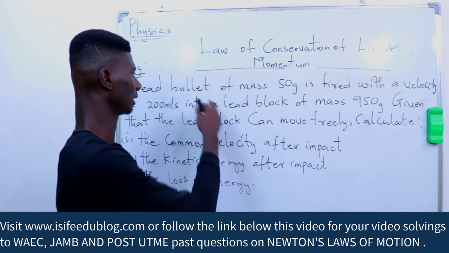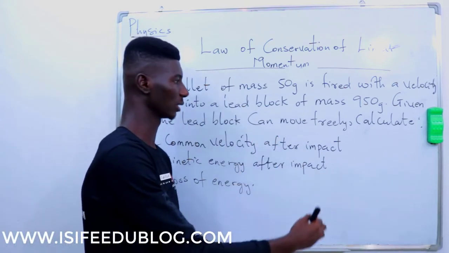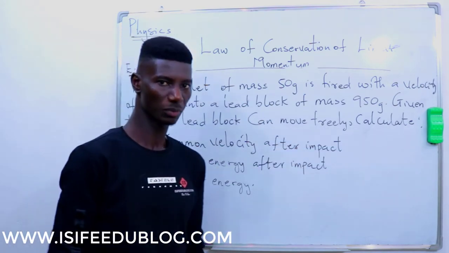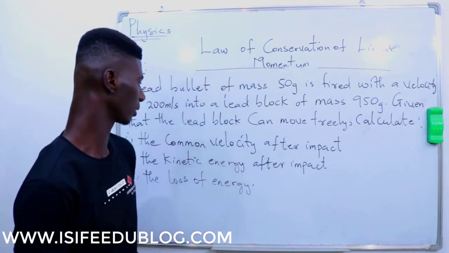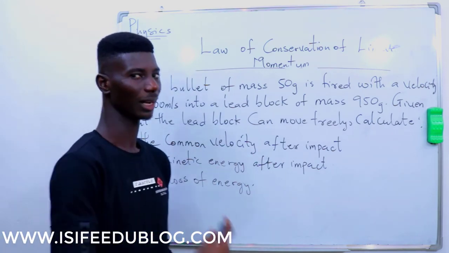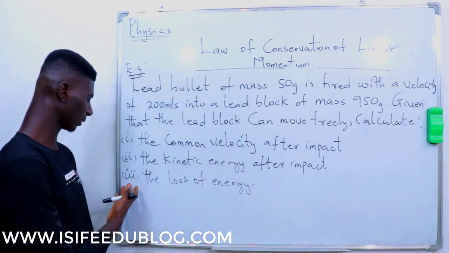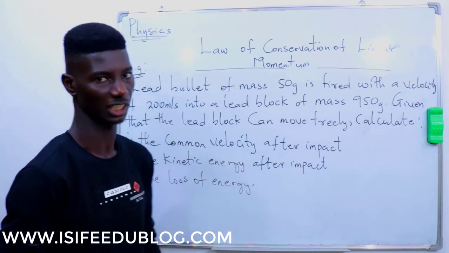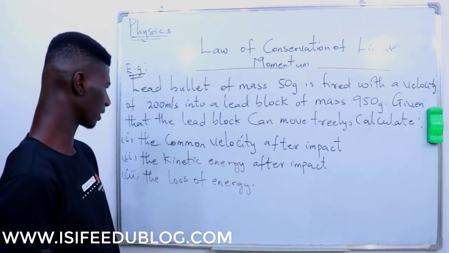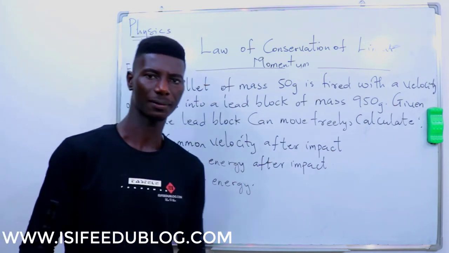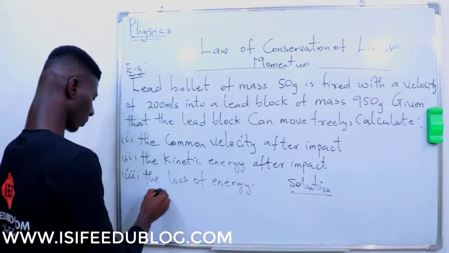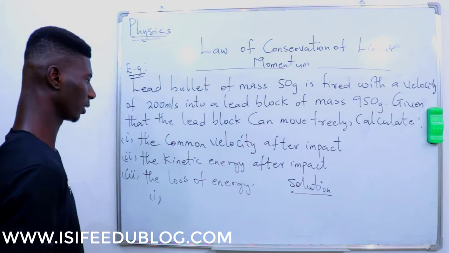So after collision, this bullet had an impact, so it moved. So the question now asks for the common velocity after impact, which means there was a movement. The common velocity after impact, then the kinetic energy after impact. After impact. Now we have the loss of energy. The loss of energy. So we are going to solve them one by one. So the first question is the common velocity after impact. If we put down our solution, we have the first question, the common velocity.